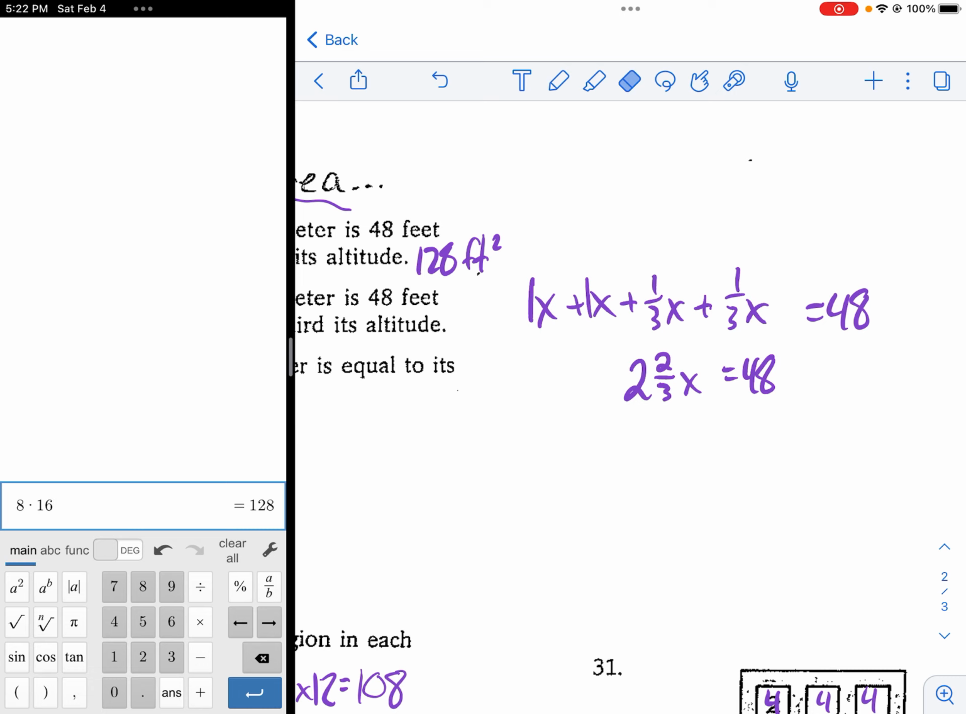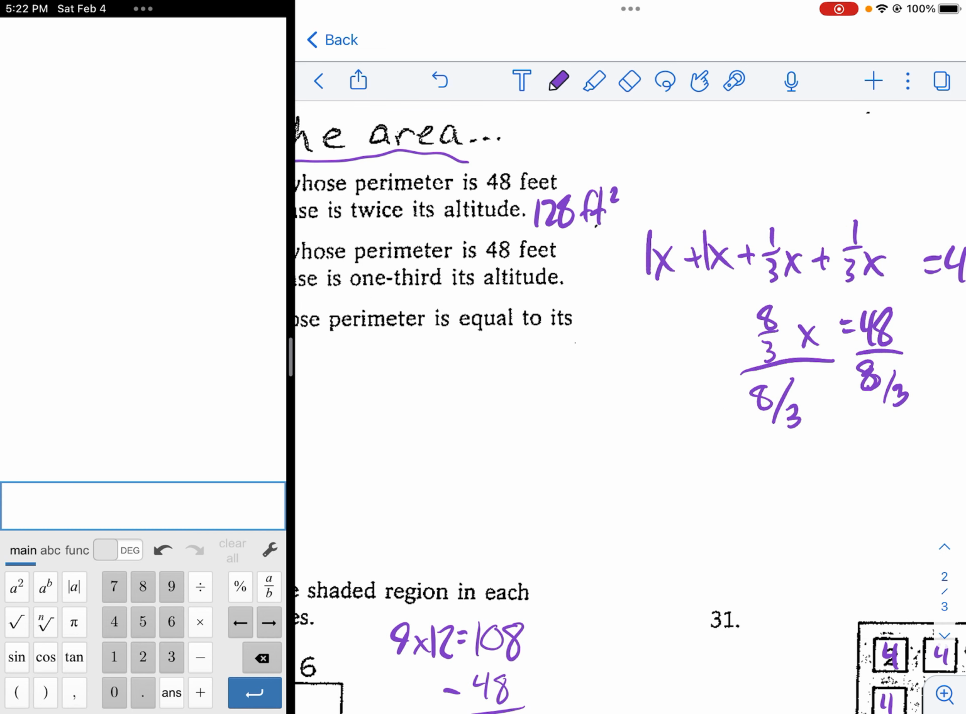Because 2 we can also think of as 3/3 plus 3/3, so we can think of that as 6/3. So it's like 6/3 plus 2/3 gives us 8/3. So I'm going to rewrite that as 8/3. And then I can divide by 8/3 on both sides. I just don't like mixed numbers. There we go, 8/3.